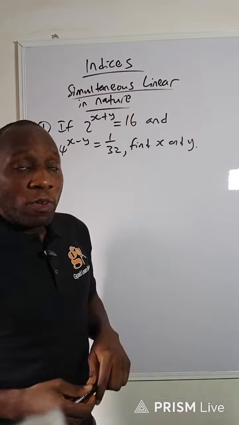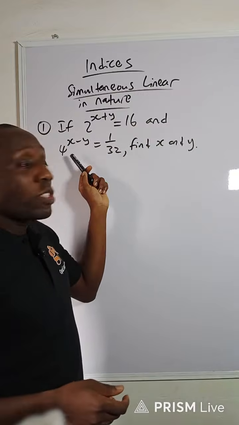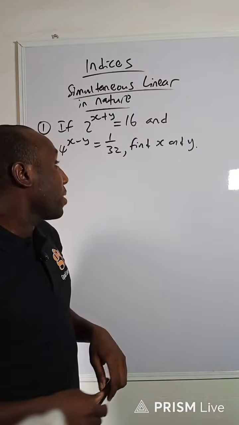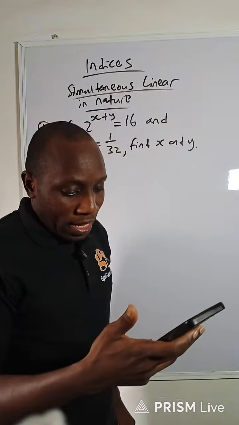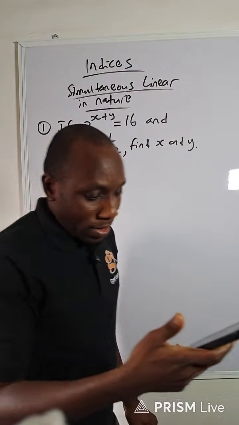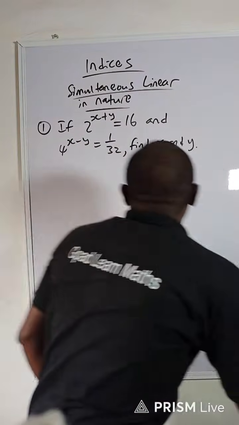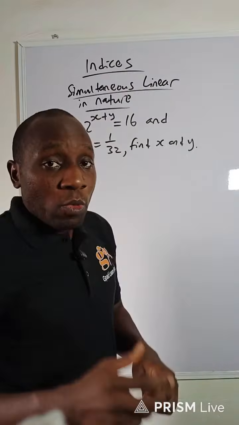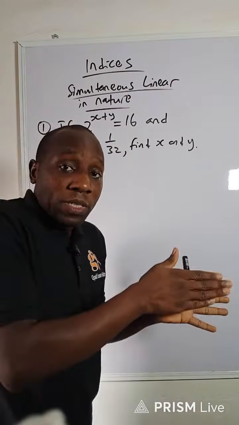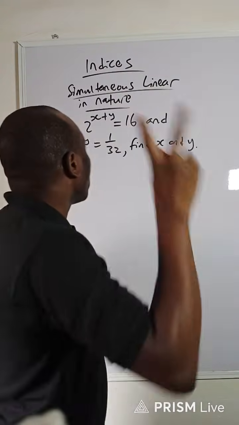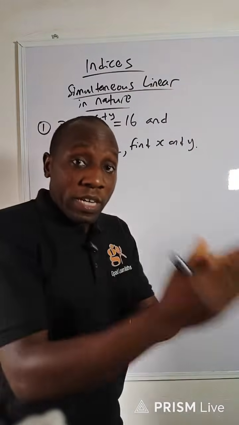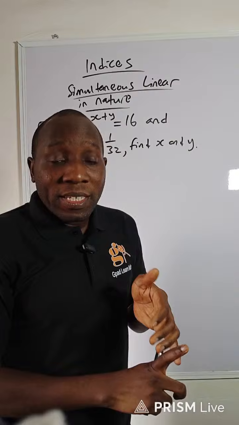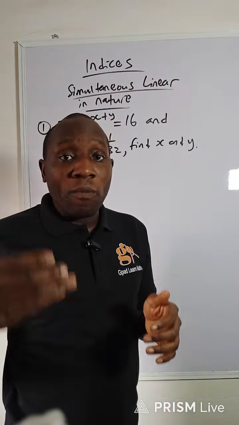If 2 raised to the power x plus y is equal to 16 and 4 raised to the power of x minus y is equal to 1 over 32, find x and y. Very good. So let me show you how you can solve this. We have two equations, a system of equations. One is this one, the other is this. We can solve them simultaneously, get the value of x and also get the value of y.